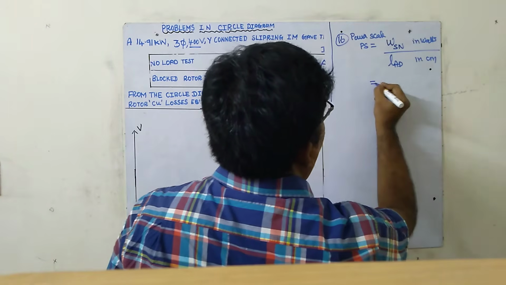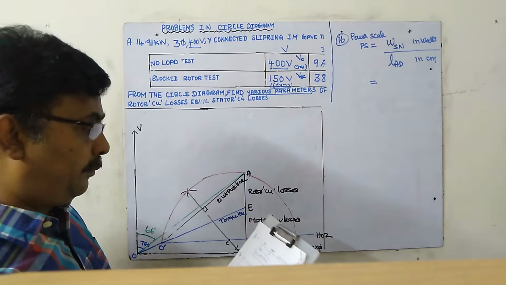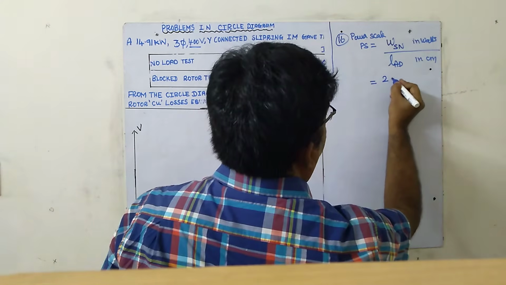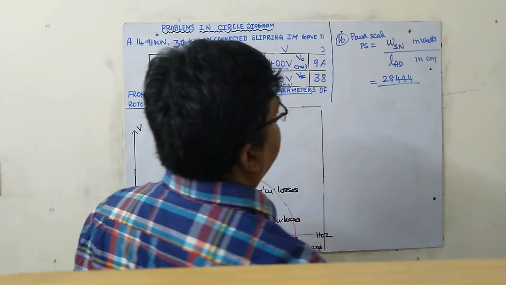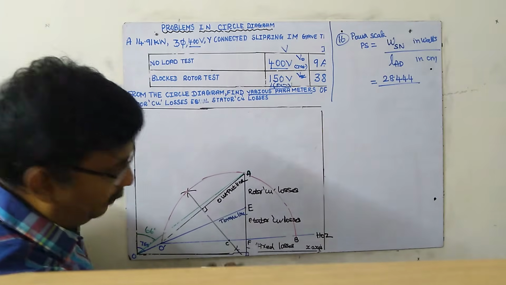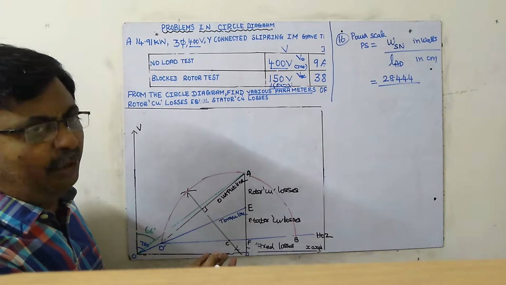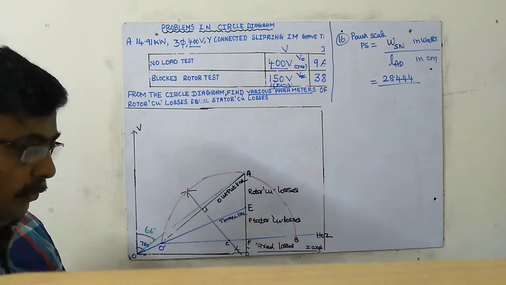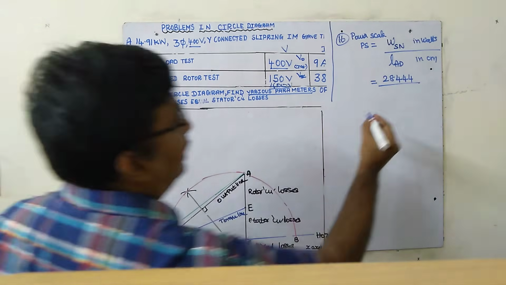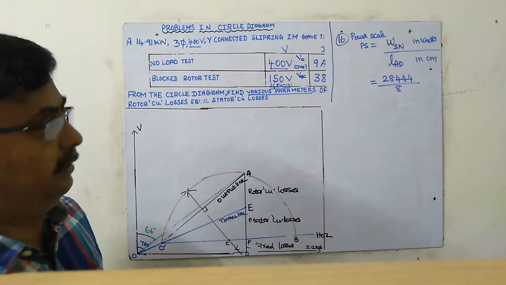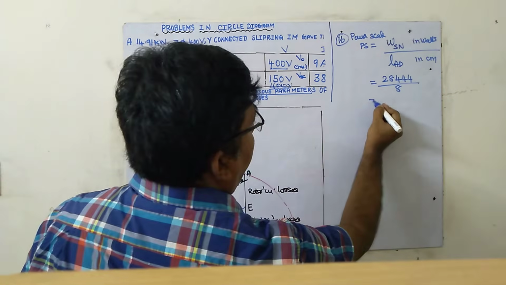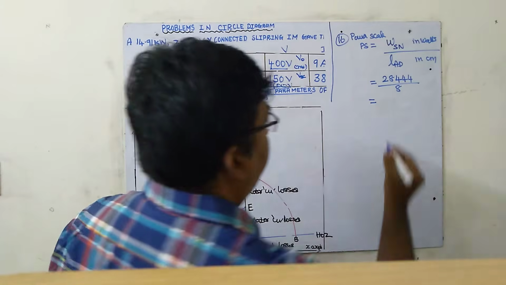What is WSN? WSN equals 28444. I think we have already calculated WSN in the fourth step. 28444 divided by the length of AD. We have to measure the length of AD using a scale. Since it is a graph, you can easily measure in centimeter. Here I am getting exactly 8 centimeter, though actually we won't always get exactly 8. So the value I am getting is 3555.